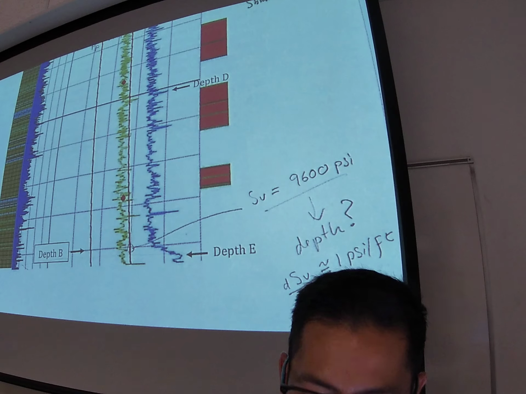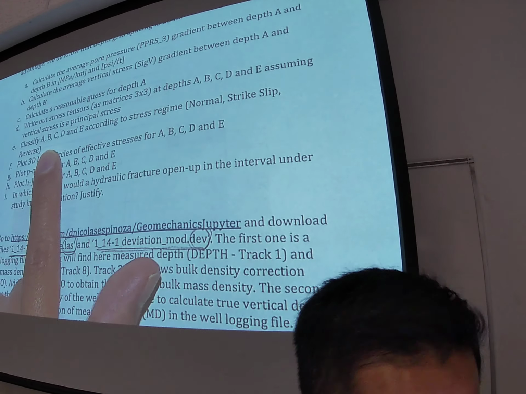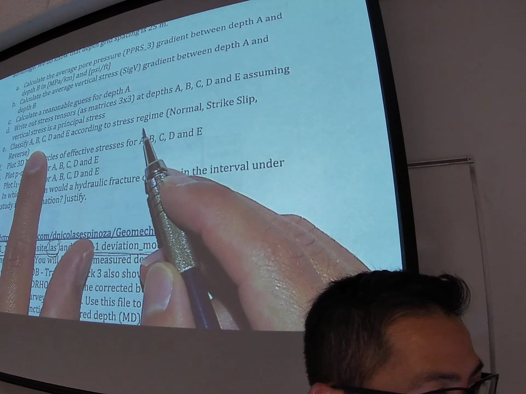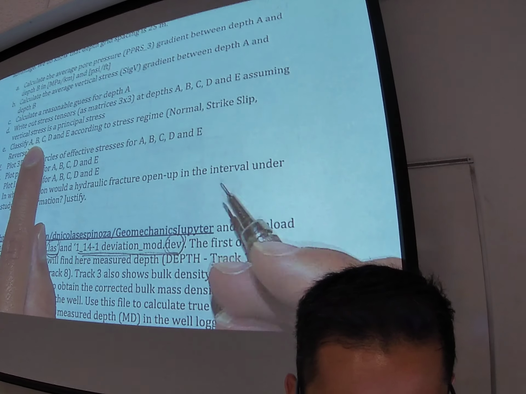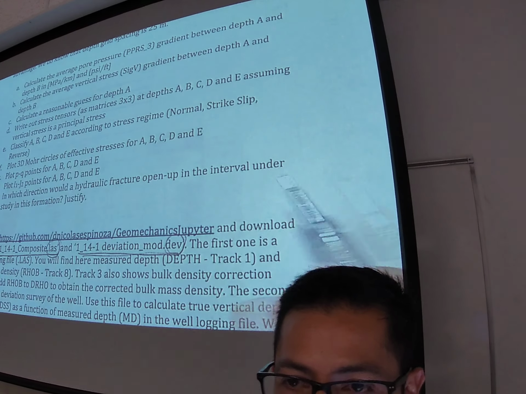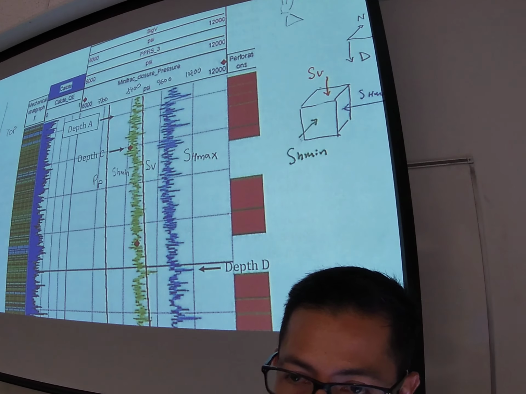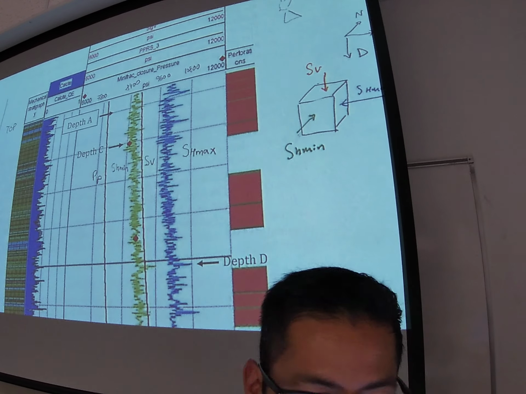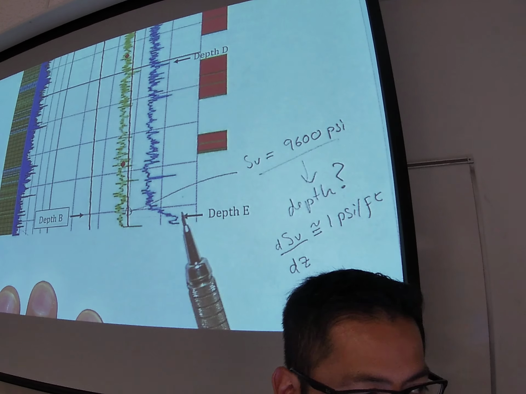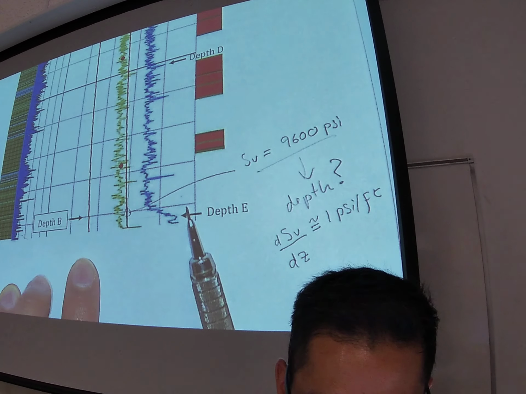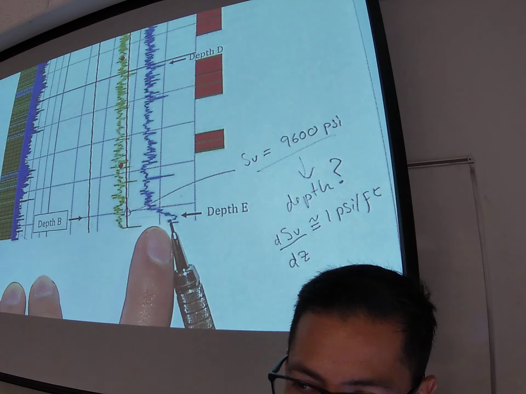It's a particular point. In the assignment, for example, you will see that I'm asking you to tell me what is the state of stress at depths A, B, C, D, and E. So you have to get from this plot what the stresses are at those points. You pick the peak at each depth. You're going to have 4 values: pore pressure, SH min, SV, SH max.